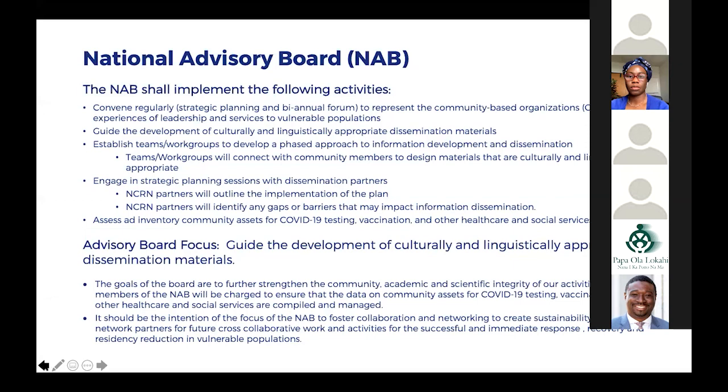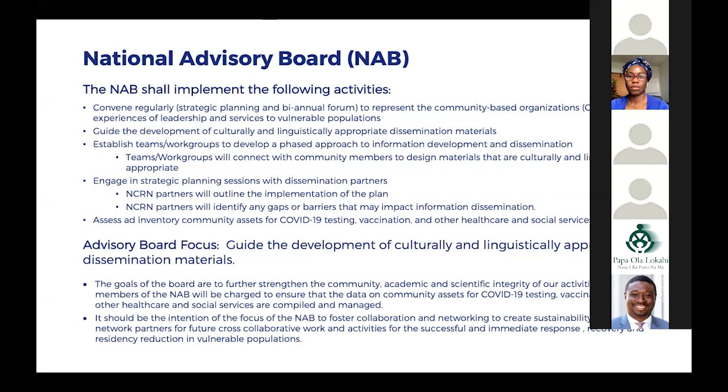And so the NAB is designed to regularly convene to inform all of the work related to health communications messaging, as well as a dissemination of how the Partnership for NCRN is aligned with their organizations, and more importantly, is aligned with communities. So through their voices and their leadership, we want all communities and stakeholders to see NCRN as something that matters to them and where they have a voice and a place in fighting this pandemic.